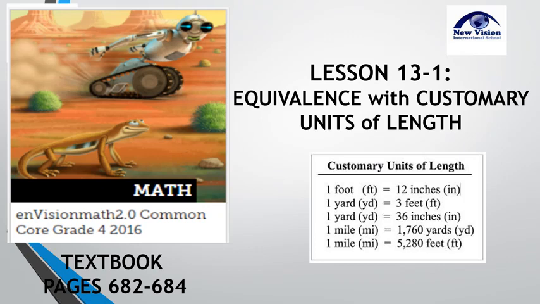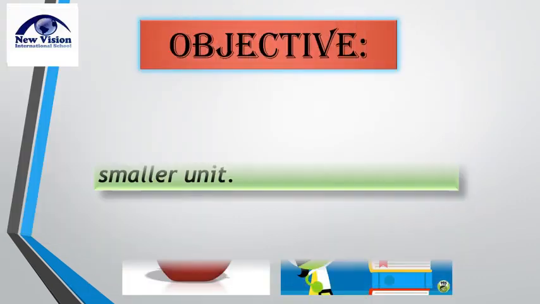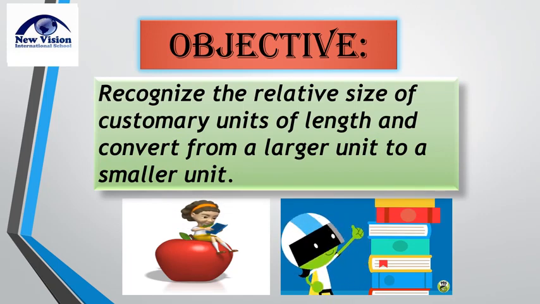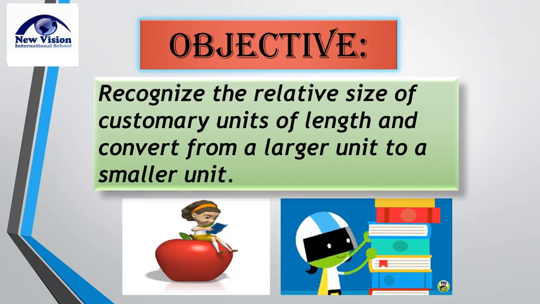Today, you're gonna learn the continuation of Lesson 13-1. Equivalence with customary units of length. Open your book on page 682. The objective: recognize the relative size of customary units of length and convert from a larger unit to a smaller unit.